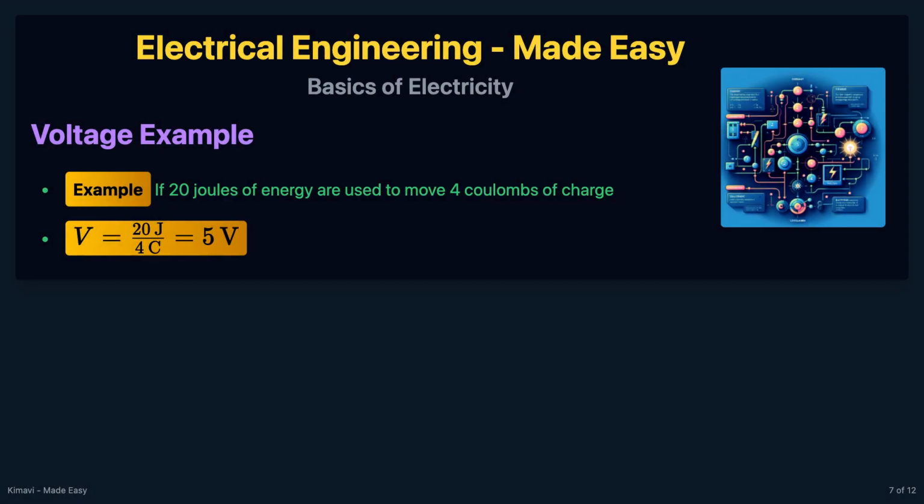For example, if 20 joules of energy are used to move 4 coulombs of charge, the voltage is calculated as V equals 20 joules divided by 4 coulombs, which equals 5 volts.